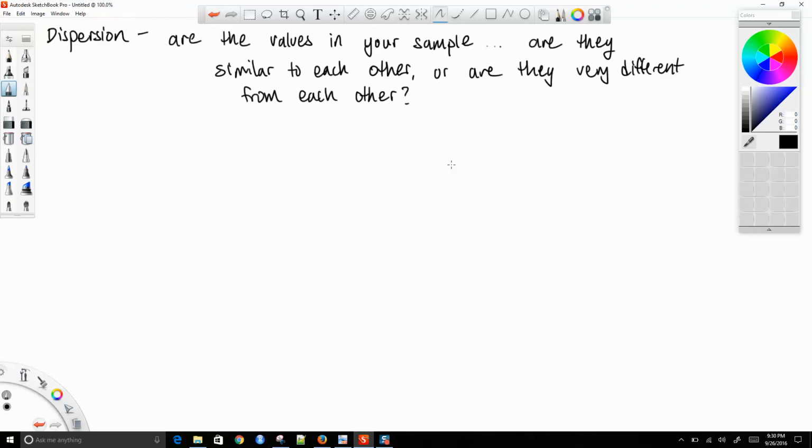Okay, so let me give you an example. Think of the U.S. population, and we're going to look at age. Age in the U.S. population will be our variable. Is there a lot of variation in the age of the U.S. population? Yes. We'll say lots of different ages.